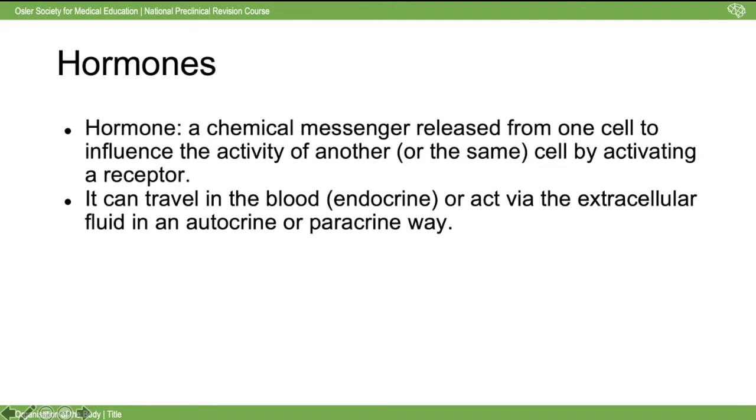Okay, so autocrine means that the hormone acts on the cell that's released it, and paracrine means that the hormone acts on nearby cells around the cell that's released the hormone. And if you're ever writing an essay on hormones, I think it's a really nice way to start an essay by giving some definitions. So this is definitely something that you could include in the introduction.